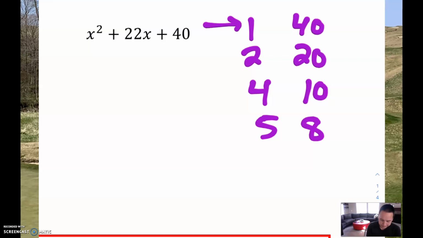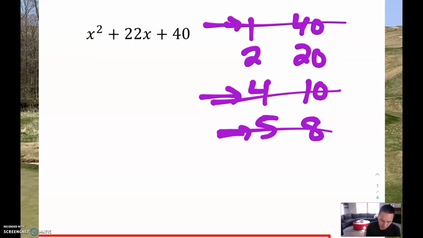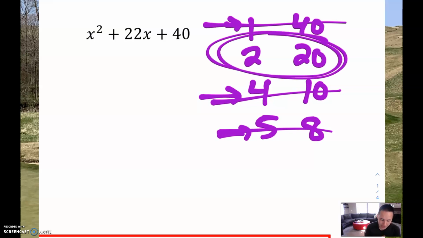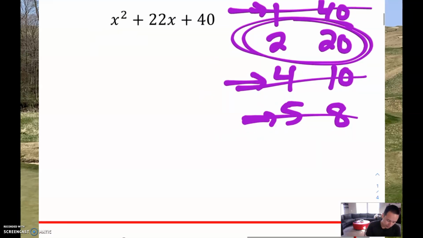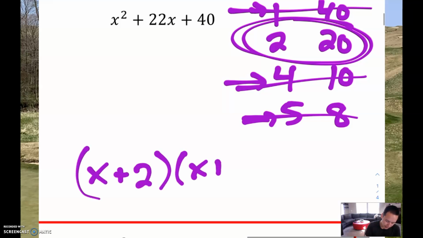1 and 40, that makes 41. 4 and 10, that makes 14. 5 and 8, that makes a 13. So 2 and 20, if you add those together, that makes 22. That's the one that we want. So our final answer will be x plus 2 times x plus 20.